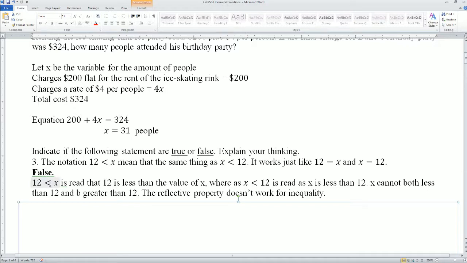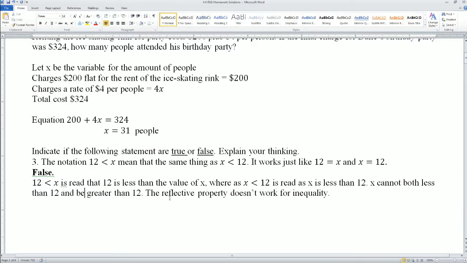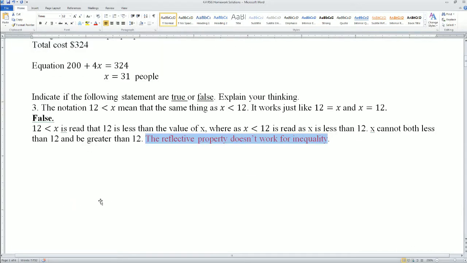12 is less than x is read that 12 is less than the value of x, whereas x is less than 12 is read as x is less than 12. x cannot be both less than 12 and greater than 12. Therefore, it doesn't work. The reflexive property does not work for inequality. Okay? You can't just flip it and have it make sense. You can flip it for equal signs, but you cannot flip it for inequalities.